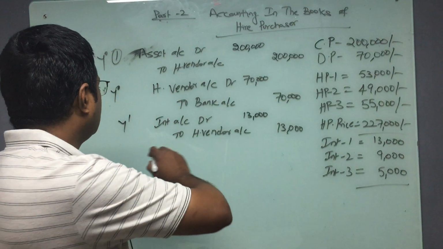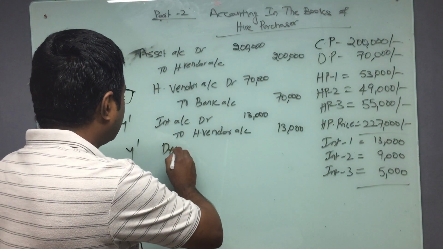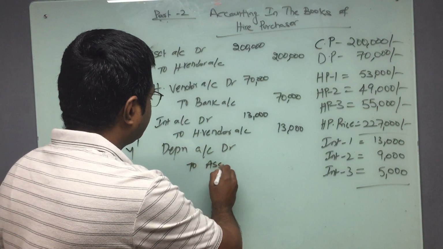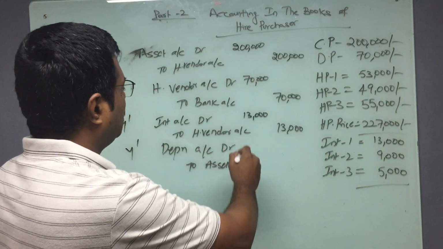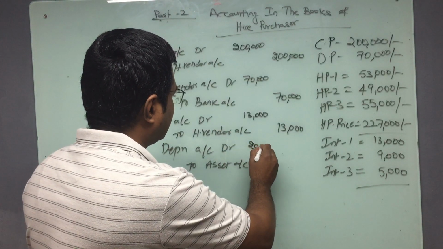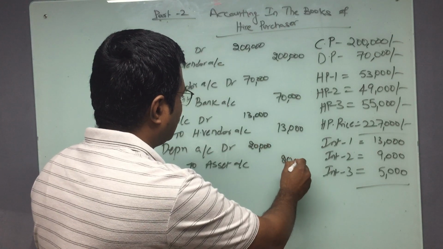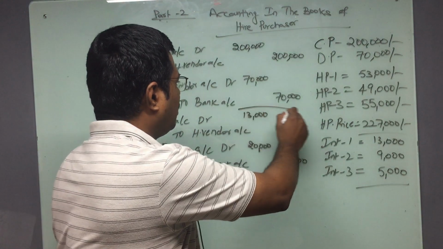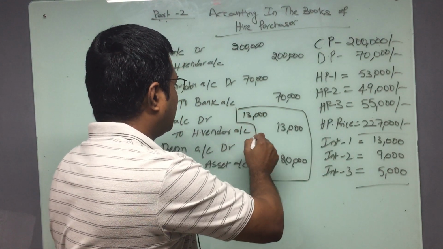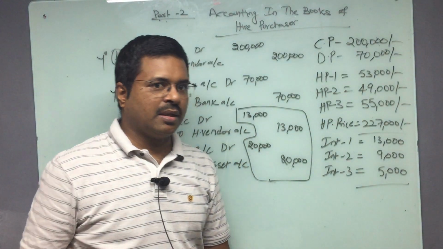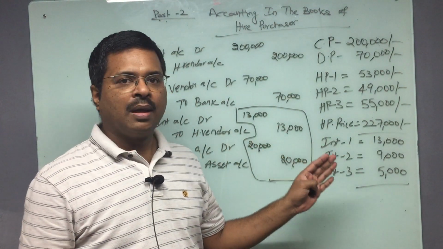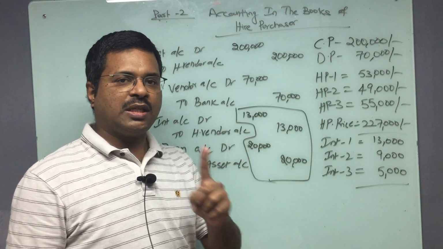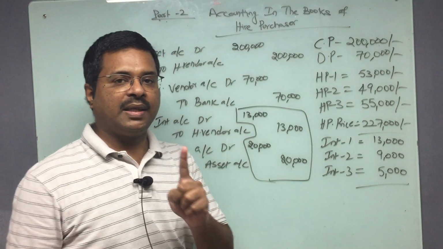Okay, so for year 1 depreciation, we debit depreciation account and credit asset account. For example, we will assume 10% is the depreciation rate, so 20,000. This is the depreciation for year 1. In these two, you have to remember one important aspect, that is period. See, in the given example, whatever the interest and depreciation is calculated, it is for one complete year.